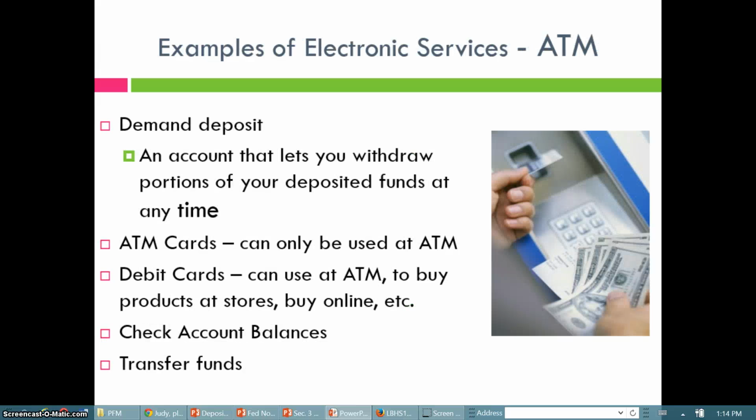Some services that you can use through your ATM would be getting your deposits or cash on demand. It's an account that lets you withdraw portions of your deposited funds at any time. You may need an ATM card that can only be used at ATMs, or you can use a debit card, which can be used at ATMs but can also be used to buy products at stores or buy online through its MasterCard or Visa logo. You can also check your account balances and then transfer funds between accounts that you have with that particular financial institution.